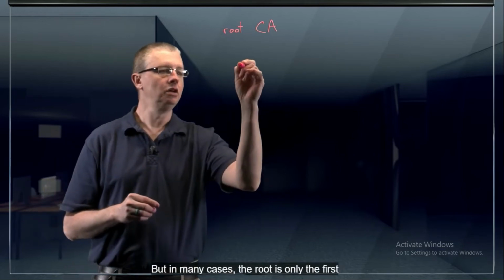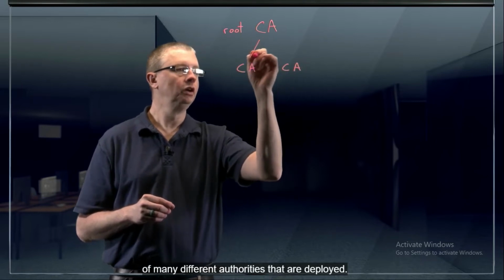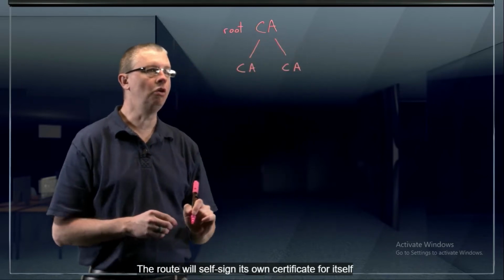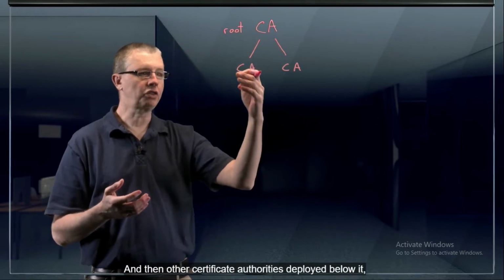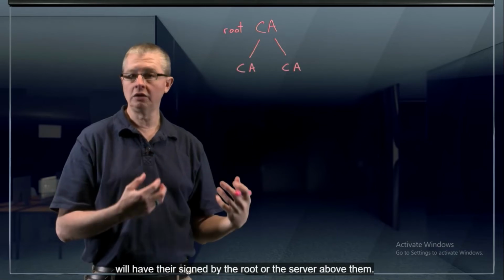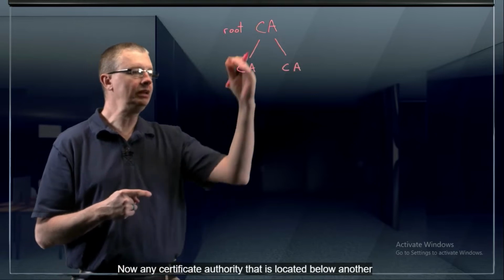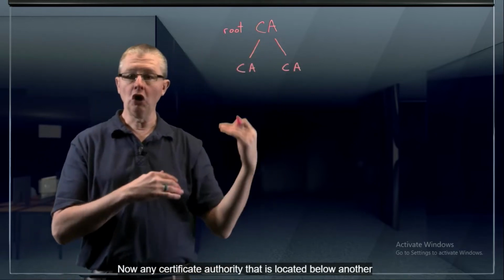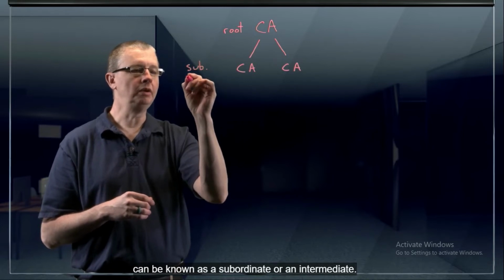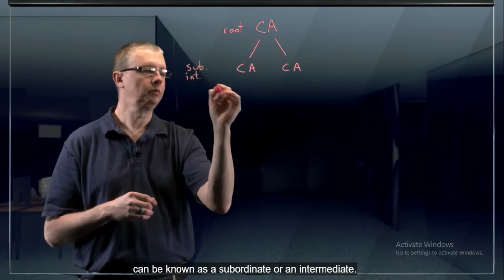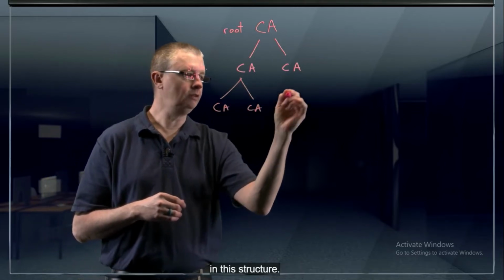But in many cases, the root is only the first of many certificate authorities that are deployed. The root will self-sign its own certificates for itself to start a new trust structure, and then other certificate authorities deployed below it will have theirs signed by the root or the server above them. Now, any certificate authority that is located below another can be known as a subordinate or an intermediate. And there can be multiple levels or layers of certificate authorities in this structure.